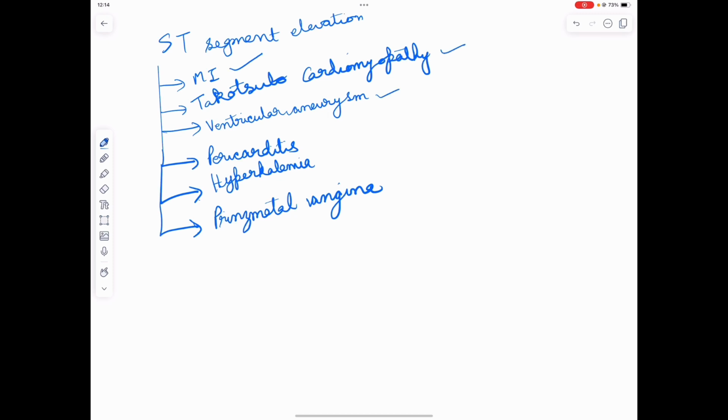Now, ST segment elevation is seen in the following situations, that is myocardial infarction, and then we have Takotsubo cardiomyopathy, ventricular aneurysm, pericarditis, hyperkalemia, Prinzmetal angina. So what are the features of myocardial infarction?